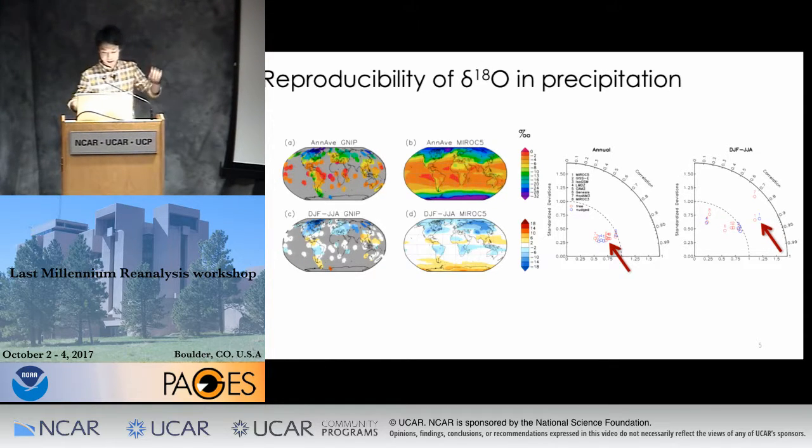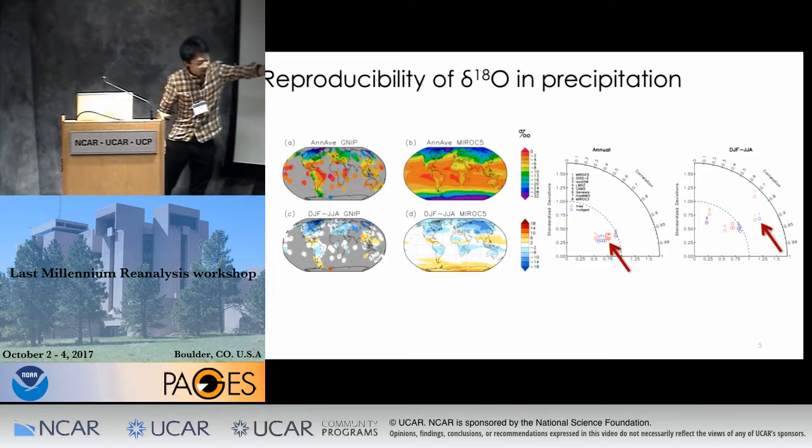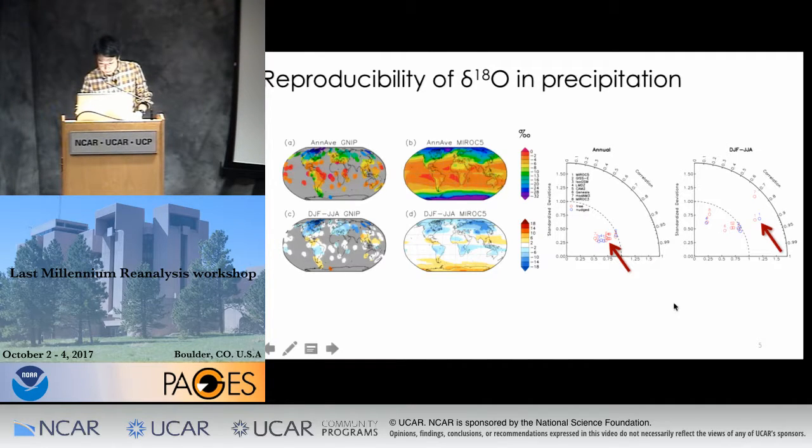If I compare my model's reproducibility with the other isotope-enabled models in a Taylor diagram, the result is plotted like this. As you know, this is a Taylor diagram. If the model is plotted close to here, the model reproduces well. My model is here and here for the annual mean and the seasonality difference. That means my model is totally normal compared to the other models, and nothing superior, but it's good for me.